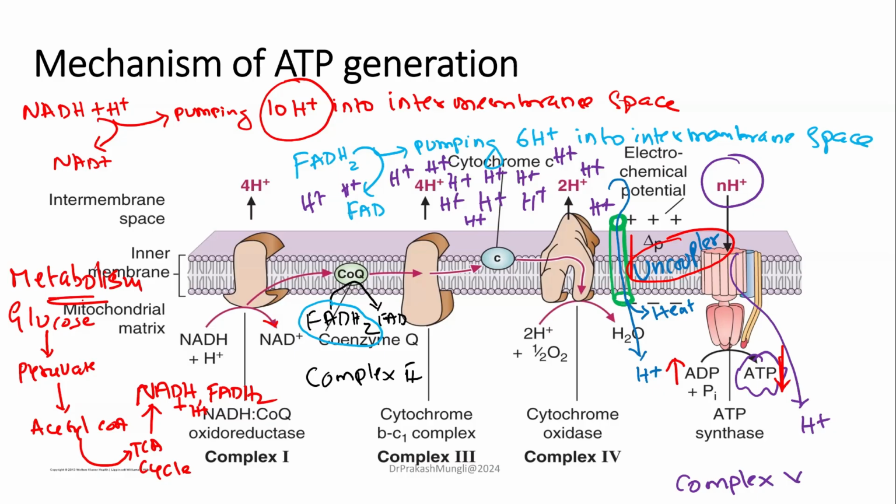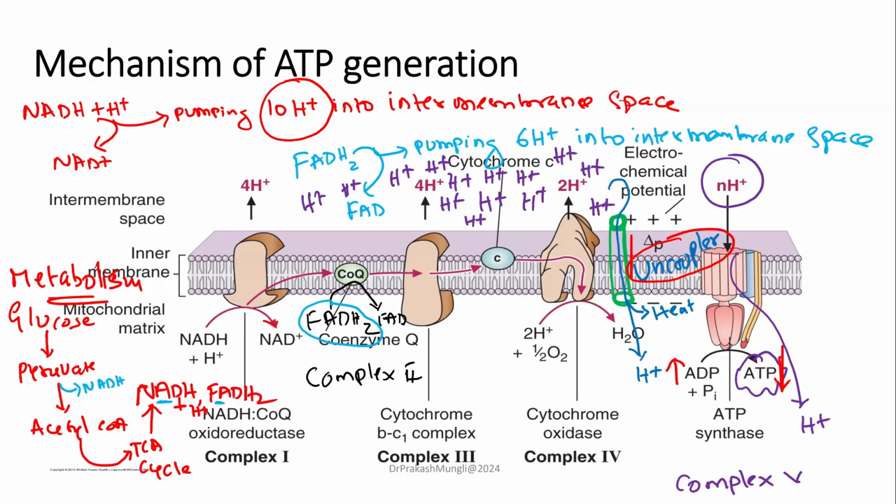So remember, from the oxidation of pyruvate to acetyl-CoA, you're going to get NADH here, and acetyl-CoA going into the TCA cycle also, as I have written, you're going to get NADH and FADH. Okay.